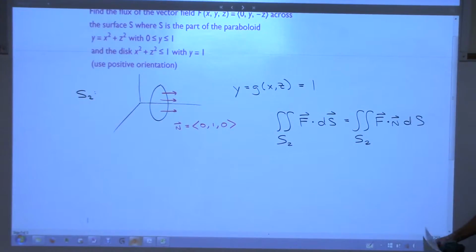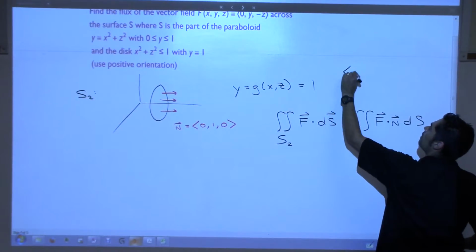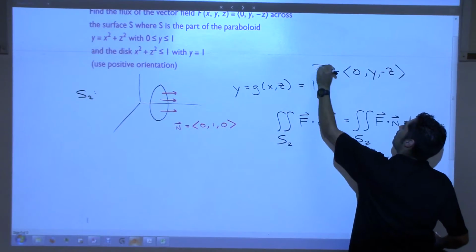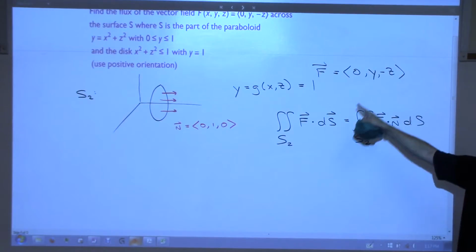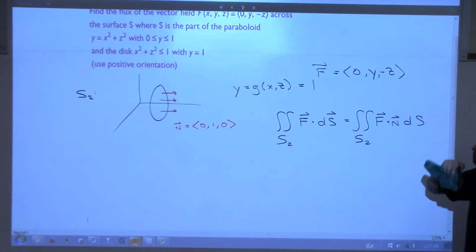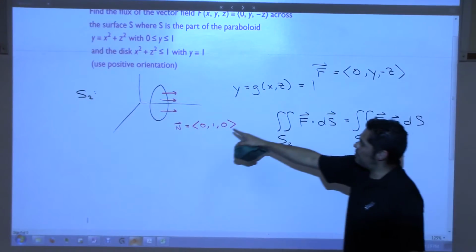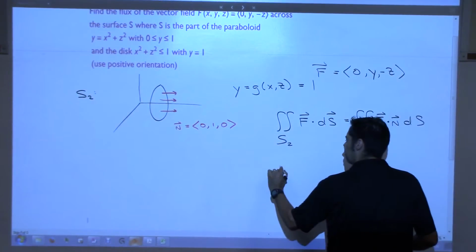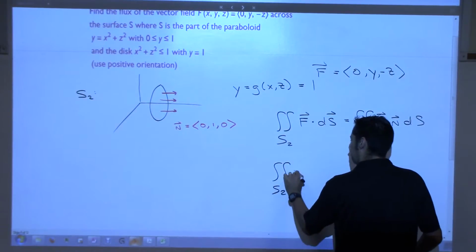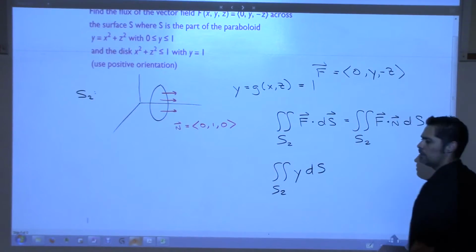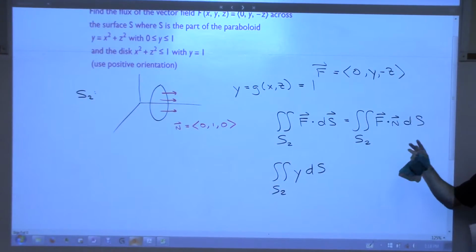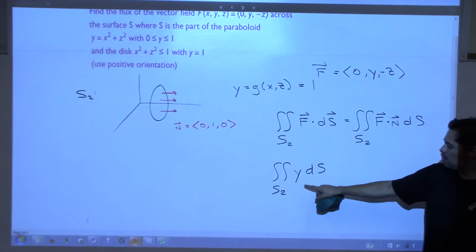So what would happen if I take my vector field, which I erased here? My vector field was 0, y, negative z. If that's my vector field, if I dot that with this vector, what's going to come out? So take this and dot this. Just the y, right? That's the only thing that comes out? Agreed? So this turns into this y dS. Are there any questions on where that came from? No? Because I'm not writing it down. I just want to make sure everyone's clear on this becomes y.